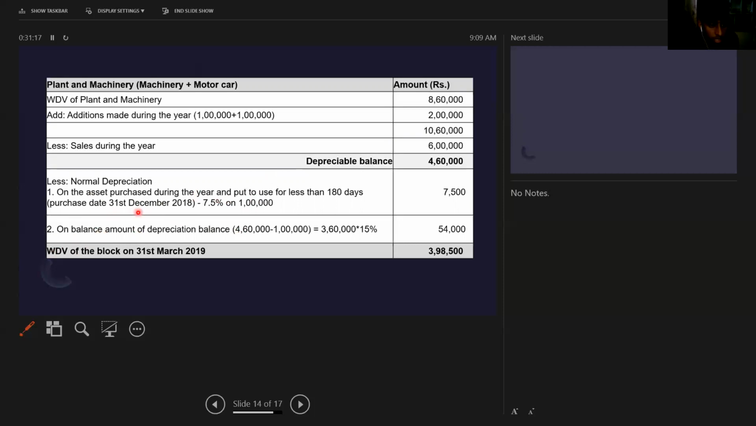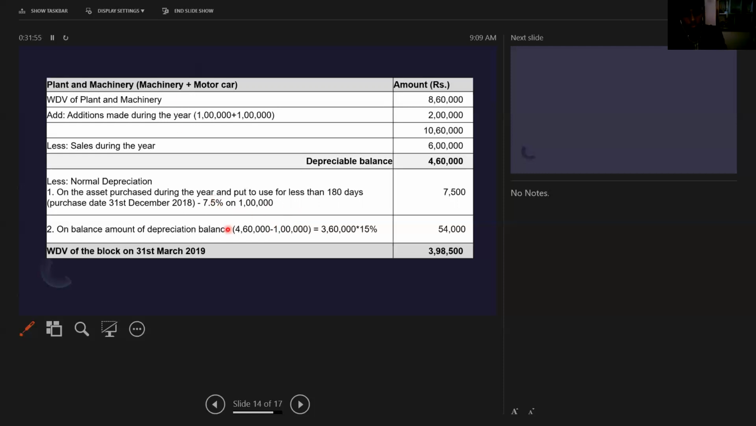the asset was purchased on 31st December 2018. So the financial year ends on 31st March 2019. If we calculate, in January we have 31 days, in February we have 28 days, and in March we have 31 days. So if we add, it is less than 180 days. So for calculating the normal depreciation for less than 180 days, for plant and machinery, the rate of depreciation is 15%. So that into half is 7.5%.